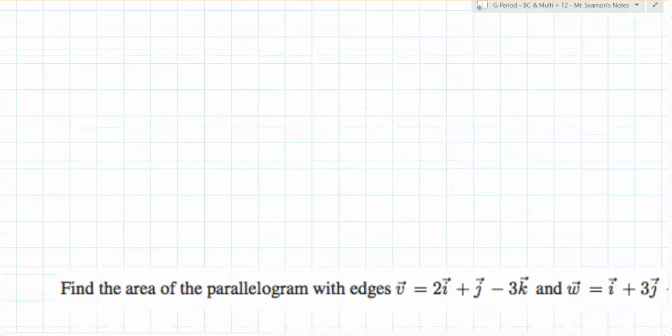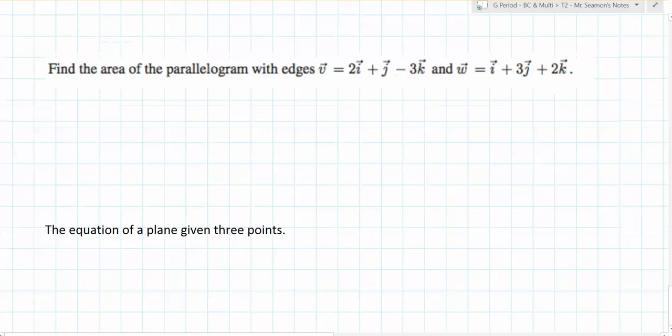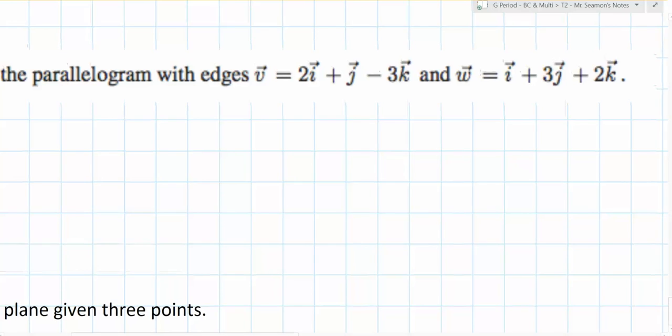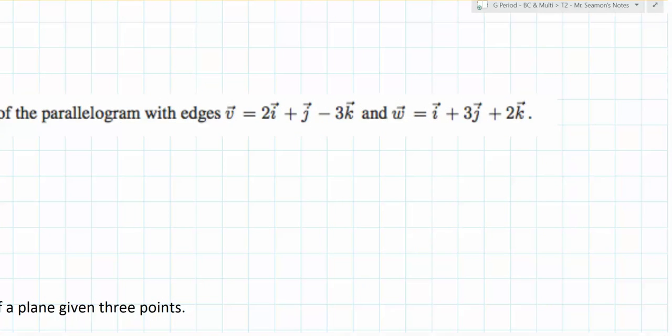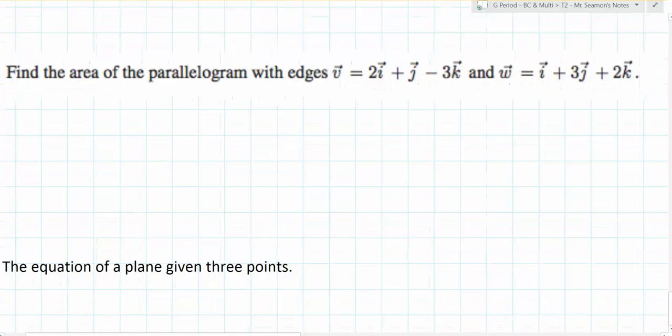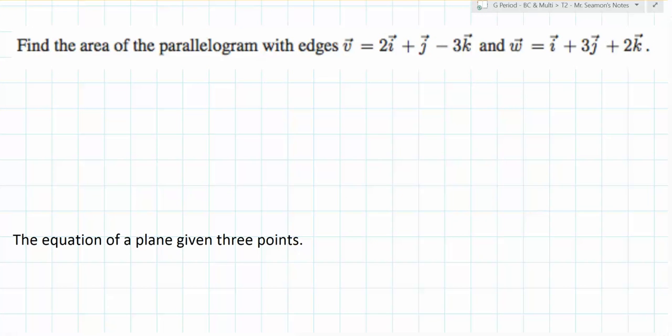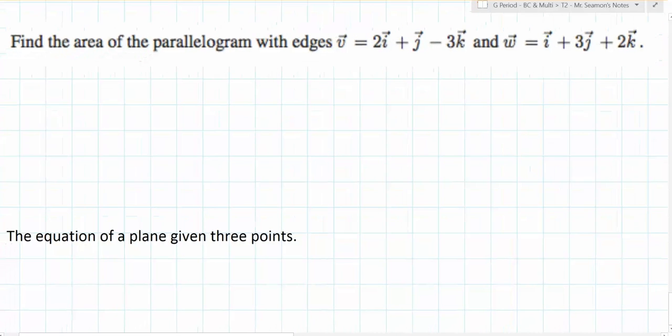Okay, so let's pull this out. If I gave you a simpler question: find the area of the parallelogram with those two edges. Do that for me right now by yourself. Find me the area of that parallelogram with those two edges. How many dimensions are you in? Three: I, J, K.